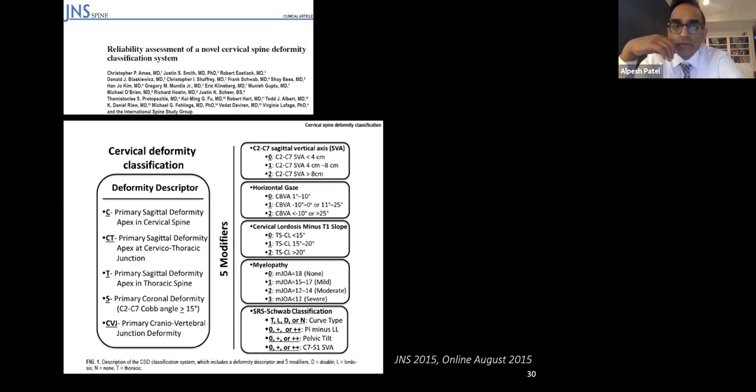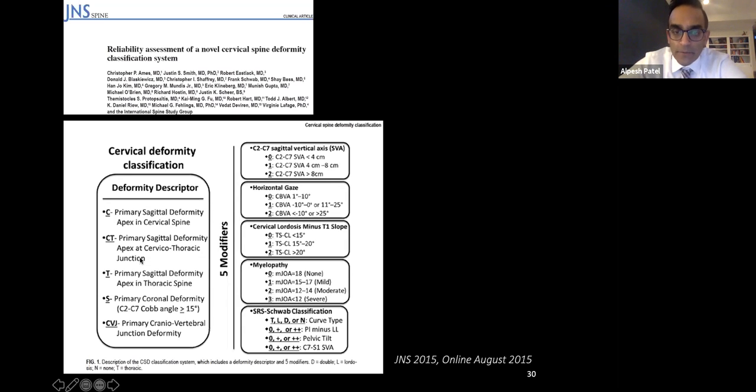I put this on here so you guys can have it for future reference. This is one of those groups that I'd mentioned, the ISSG, that looked at and suggested a cervical deformity classification system. It looks probably similar to the Schwab classification that Dr. Koski had mentioned previously. And it's a way to quantify or classify folks with cervical deformities in terms of the location of deformity and the severity.